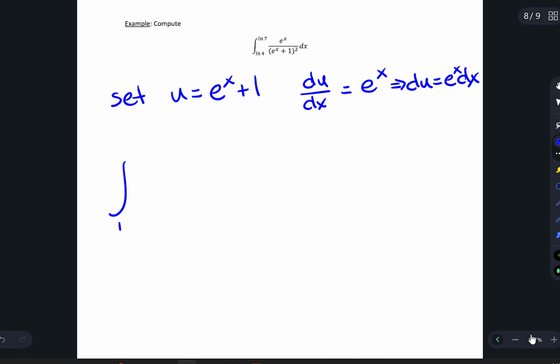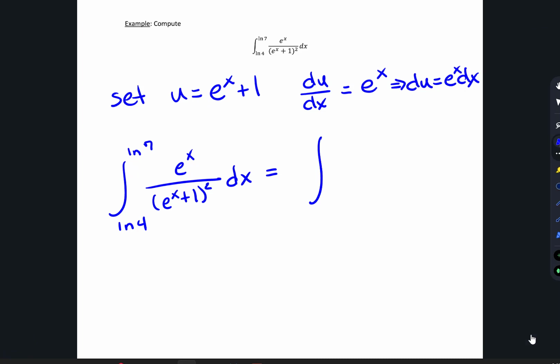So starting out, here is our original integral. So let's go through and make our substitutions. So in the denominator, we have e to the x plus 1 squared. Well, u is equal to e to the x plus 1, so in the denominator we have u squared. And the numerator we have e to the x dx, but notice that du is equal to e to the x dx. So we have the following.